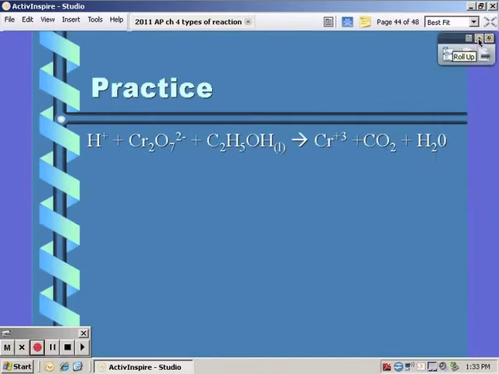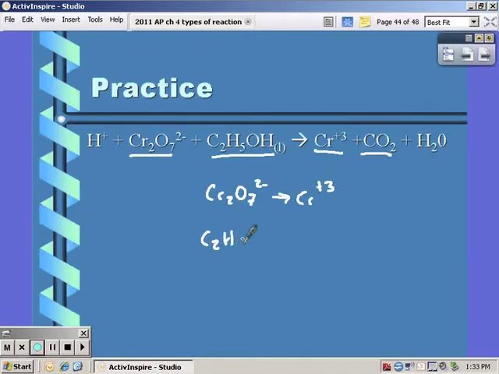You can list out all of your oxidation numbers to figure out what changed, but my chromium and carbon changed. So some you can just look at to figure out your oxidation and reduction equations like this one. Some you're actually going to have to list out your oxidation numbers to figure it out.